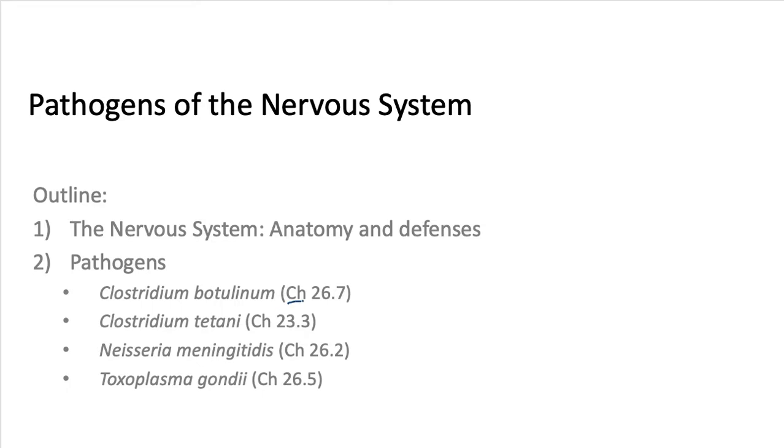You can find the reading information in chapter 26 and then a little bit in chapter 23 because tetanus is included in the wound infections chapter. However, because there's a nervous system toxin in the tetanus toxin, I've decided to include this pathogen in our nervous system lecture. So read the parts of the chapters that relate to these four pathogens, as well as the introductory part of each chapter, which would be the anatomy and defenses of the nervous system. So that would be chapter 26.1, I believe.